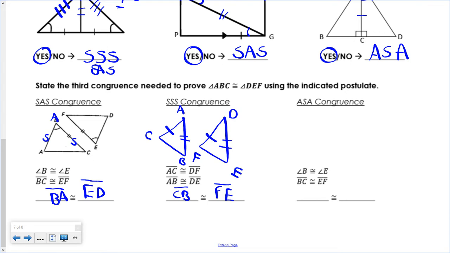Okay? I'm going to let you guys try that last one on your own. Draw the picture very carefully. Add the labels as you're adding the congruency markings, and then figure out what the last piece is to get angle, side, angle. You can arbitrarily pick wherever you want B and E to be. It doesn't matter. You set the stage.